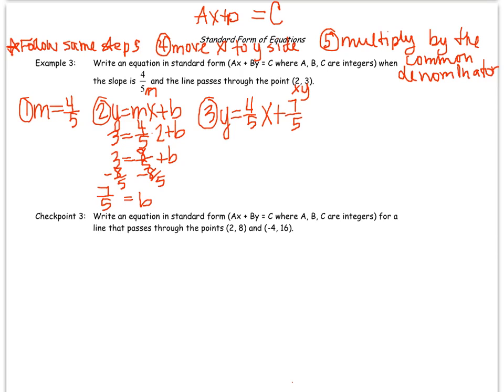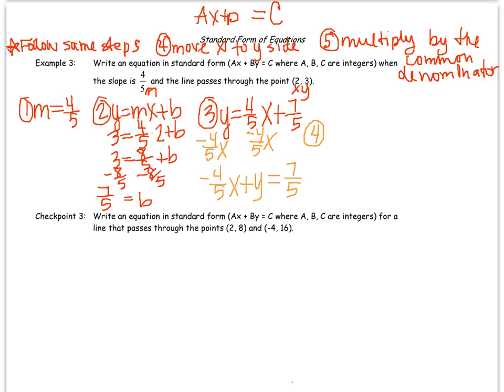Now our step 4, remember, this is our new part. I'm going to make it a new color because it's our new part. Step 4, we want to move our x to the other side. So here's my x. I'm going to subtract 4/5 x to move it to the other side. So I have negative 4/5 x, and I have positive y, so plus y equals 7/5.